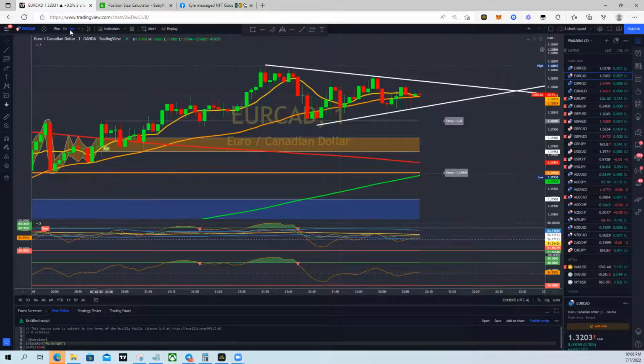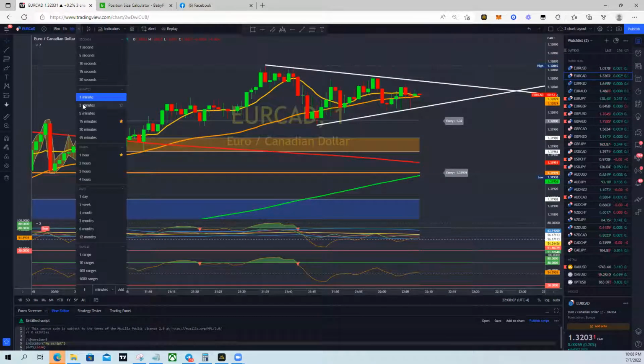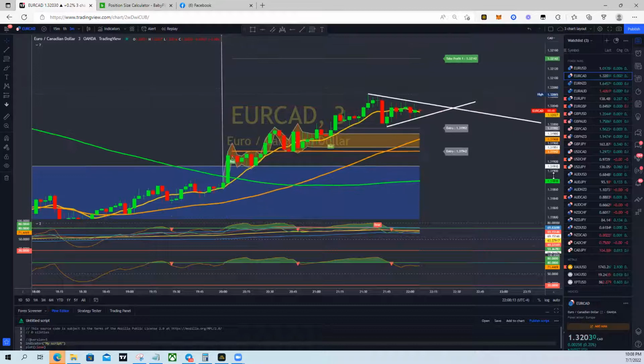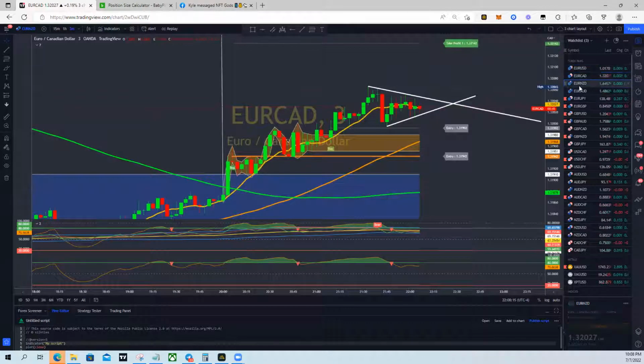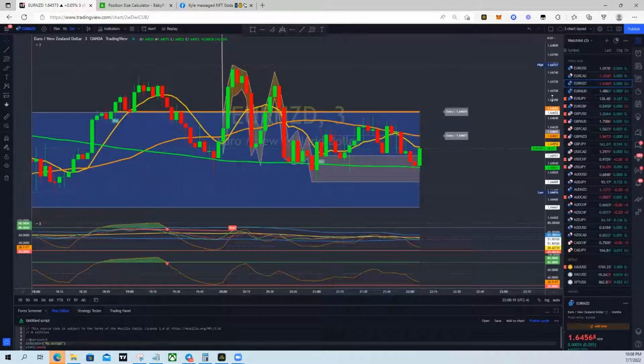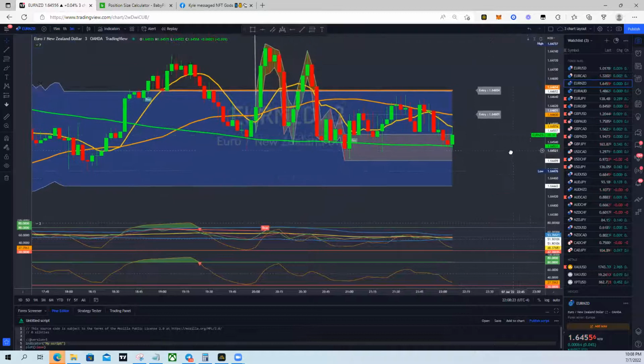Do a brief scan real quick. Let's go to the 5 minute, 3 minute. Do a brief scan. Yeah, that's a nice trade, bro. Nice one. Your NZD, where we at? Yeah, I think you're in. All the Europeans have a similar setup.